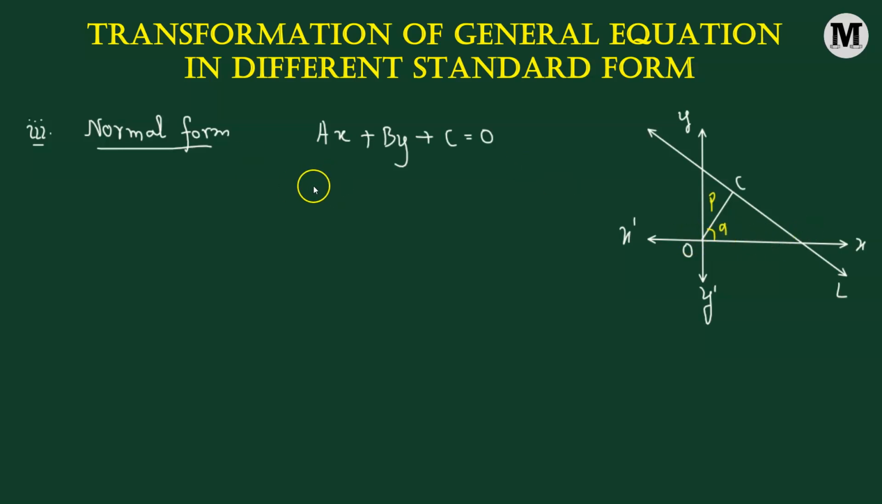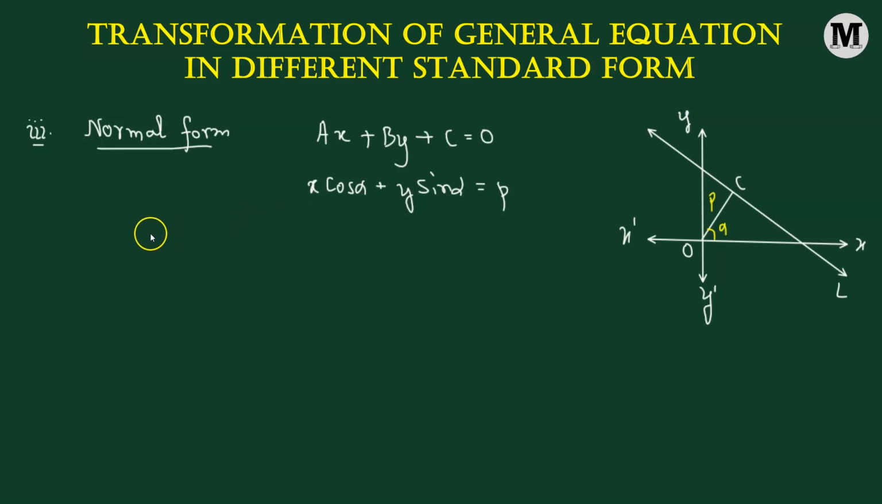Then the equation of this line is given by x times cosine of angle alpha plus y times sine of angle alpha equals to p. So this is referred to as the normal form of the line. We're going to take the help of this equation and try to transform the general form of the line ax plus by plus c equals to 0 into this equation. Okay, so let's do that.